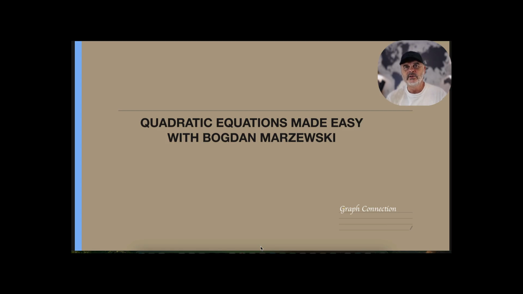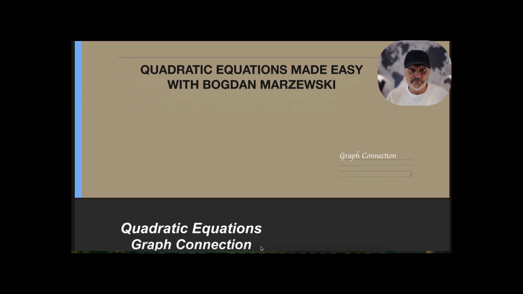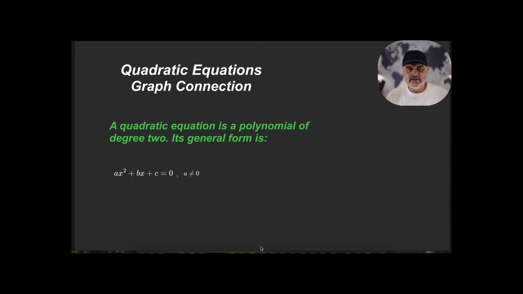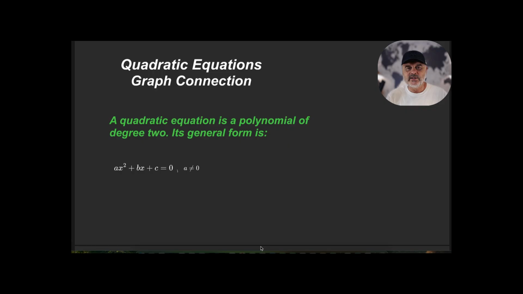In this video, we're going to make a connection between quadratics, equations, and graphs. So let's go. Just a quick refreshment. Quadratic equations are in the form of ax squared plus bx plus c is equal to 0, with a very important restriction: the coefficient a cannot be equal to 0.